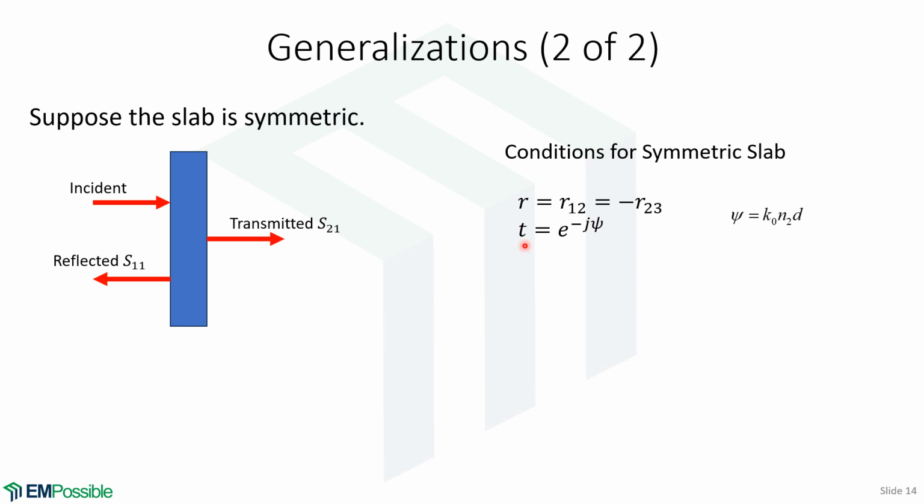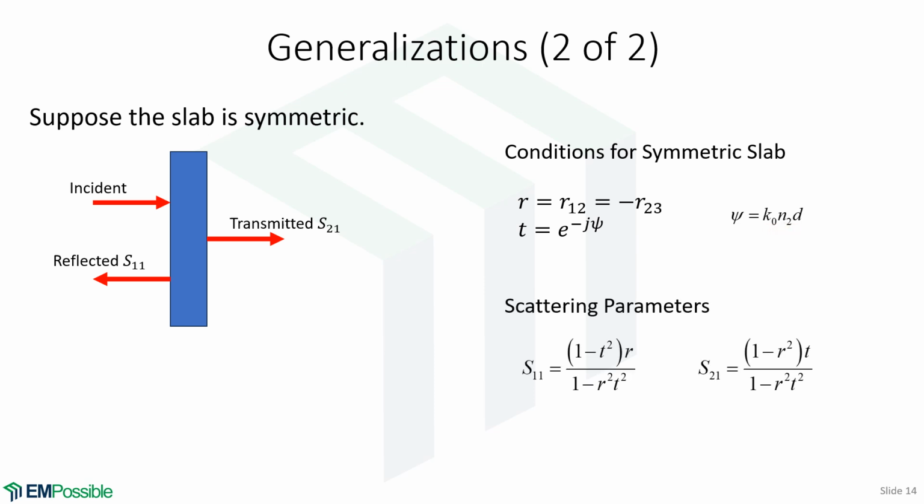Then the transmission coefficient, the phase accumulation, is a single pass, e to the minus j psi, and our psi is K0 N2 D. Given that, we can calculate our scattering parameters from the single Fresnel reflection coefficient and the single Fresnel transmission coefficient. So if this comes up enough, I think it warrants having these equations.